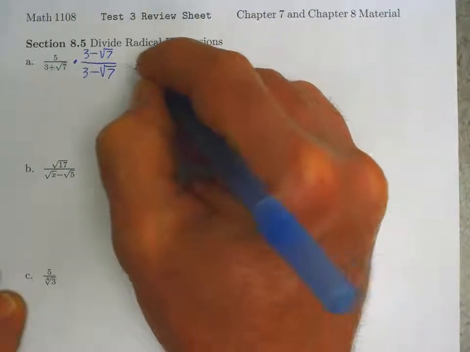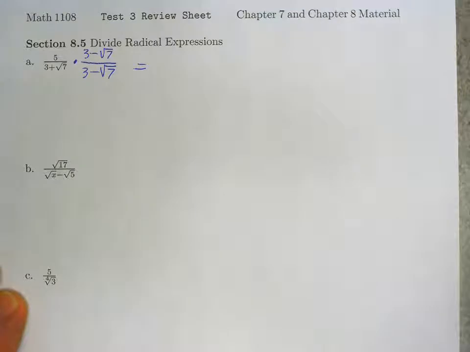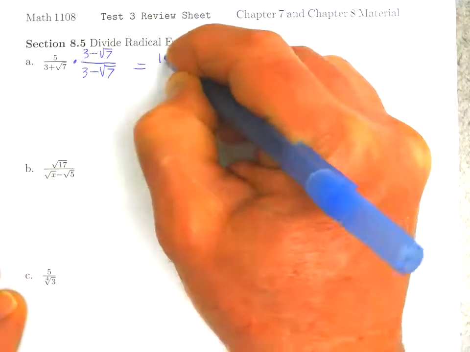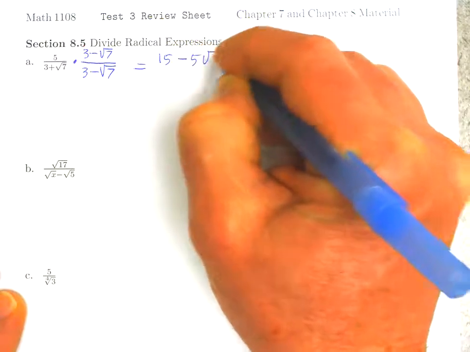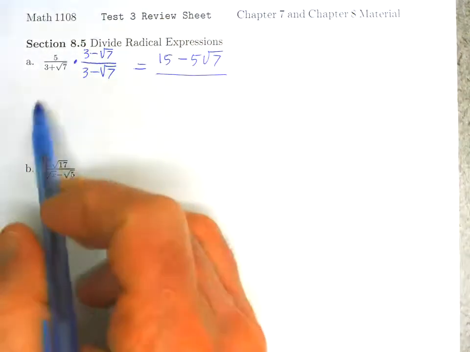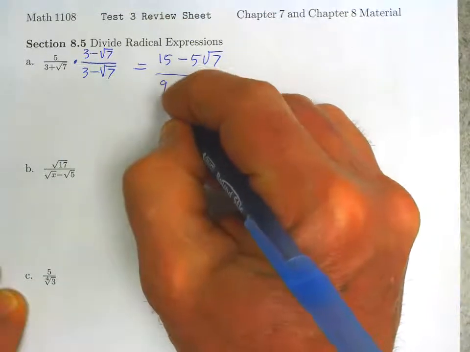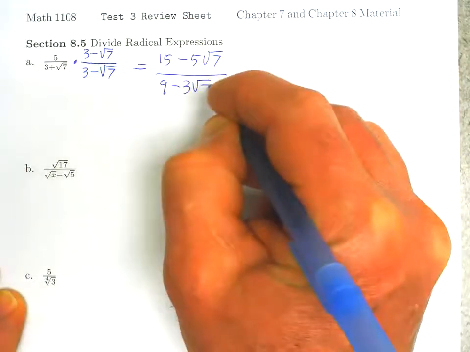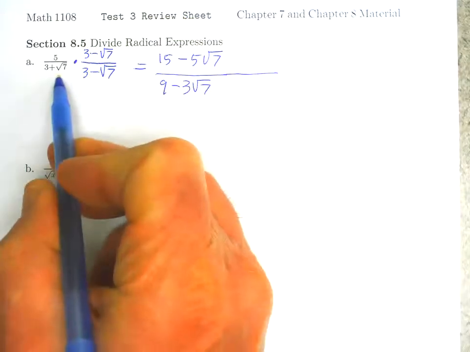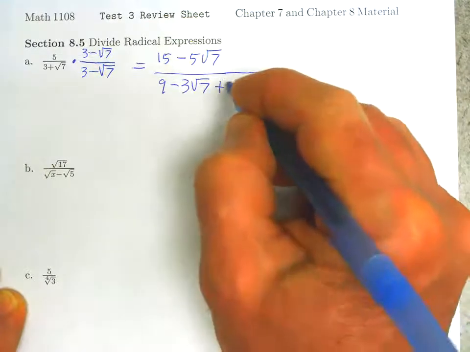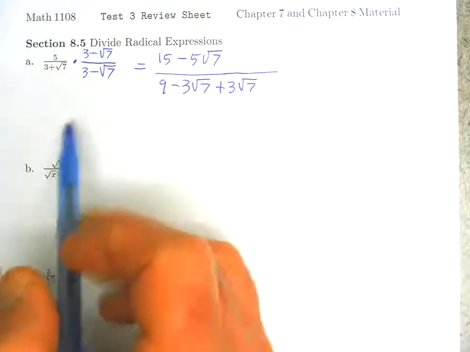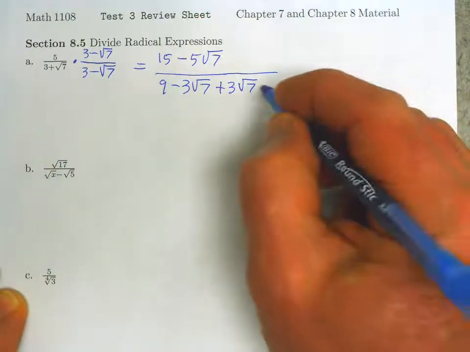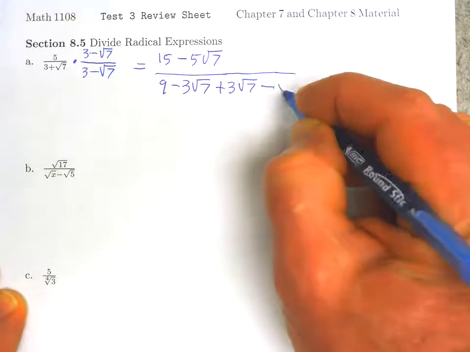Okay, so in the numerator, we multiply 5 times the quantity 3 minus the square root of 7. And 5 times 3 is 15, and then minus 5 times the square root of 7. And in the denominator, 3 times 3 is 9, and then minus 3 times the square root of 7. And then plus the square root of 7 times 3, which is plus 3 times the square root of 7. And the square root of 7 times negative square root of 7, we write that as minus the square root of 49.